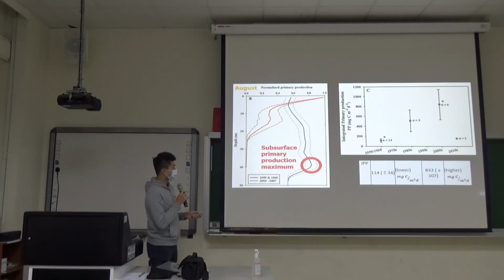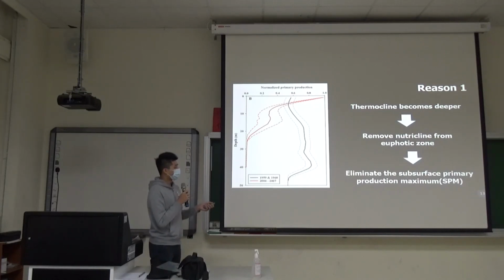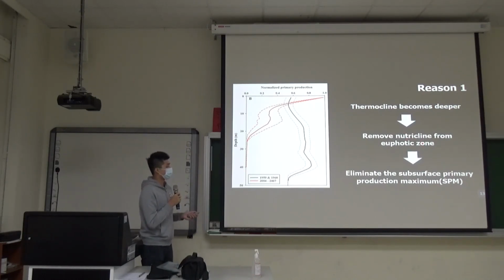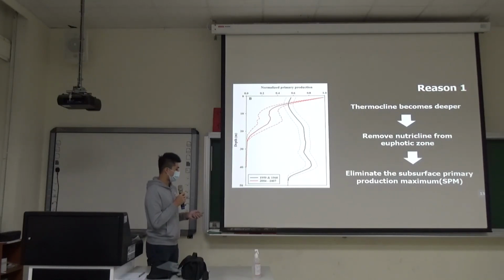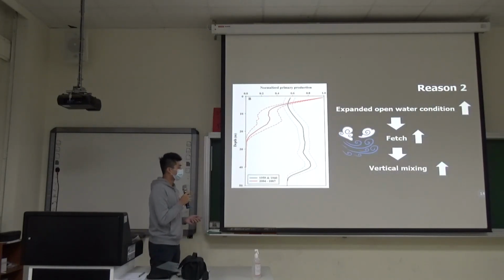But what caused this change? Reason one is that the thermocline has become deeper, and they will remove the nutrient line from the euphotic zone. It will eliminate the SPM, subsurface primary production maxima, because we know the SPM is located in the nutrient line. But if they need to stimulate the primary production, they need the light. But if the nutrient line has been removed from the euphotic zone, they cannot do the photosynthesis there.